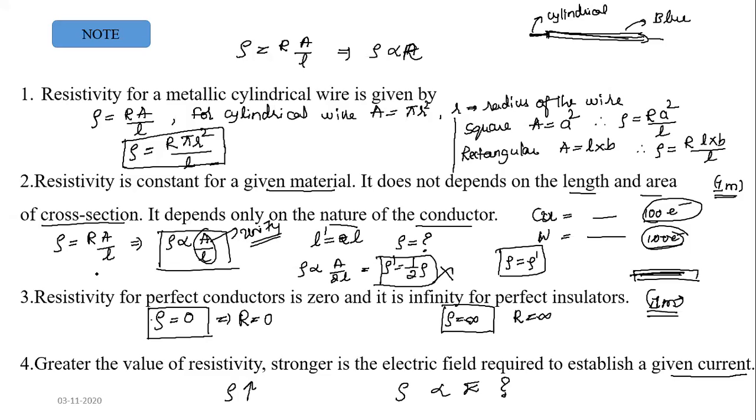Okay, second one done. Third one, resistivity for a perfect conductor is 0. Resistivity is nothing but the resistance, you know, R is equal to rho when L is equal to 1 and A is equal to 1 meter square. So for a perfect conductor, resistance is equal to 0, therefore resistivity is equal to 0.